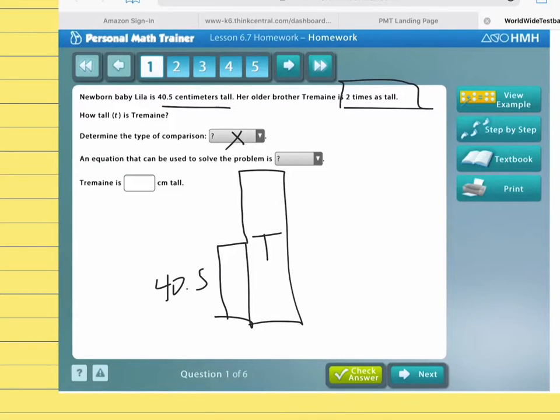An equation that can be used to solve the problem would be Lila's height, 40 and 5 tenths, multiplied by 2, and that will give us the answer. So that's what I'm going to do. I'm going to say Lila times 2 equals T, because that's what my model shows. Let's check out the view example from ThinkCentral.